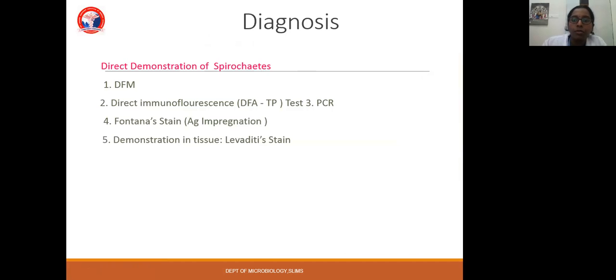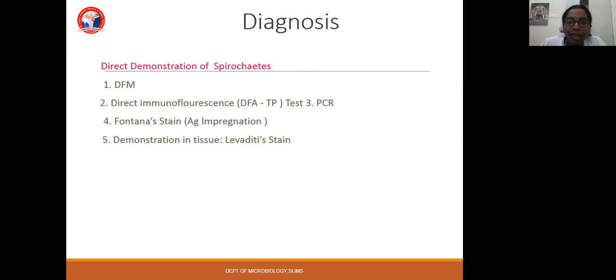So how will you diagnose syphilis? In the primary stage of syphilis, you can diagnose it by direct dark field microscopy. For the dark field microscope, basically you take the specimen from the exudate which comes out from the chancre. It is a painless chancre.